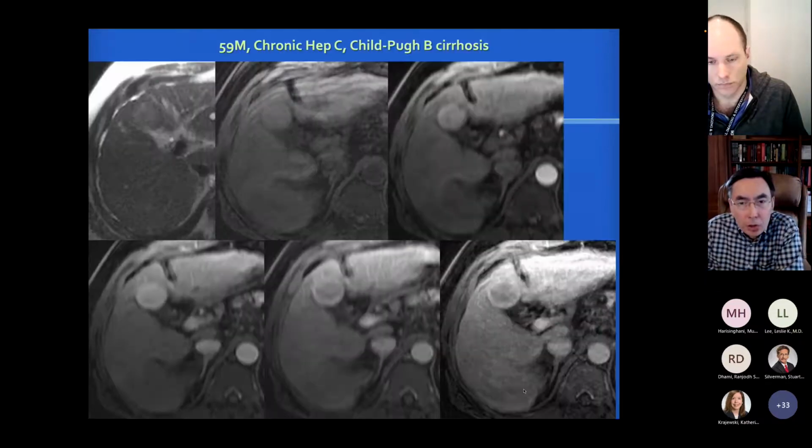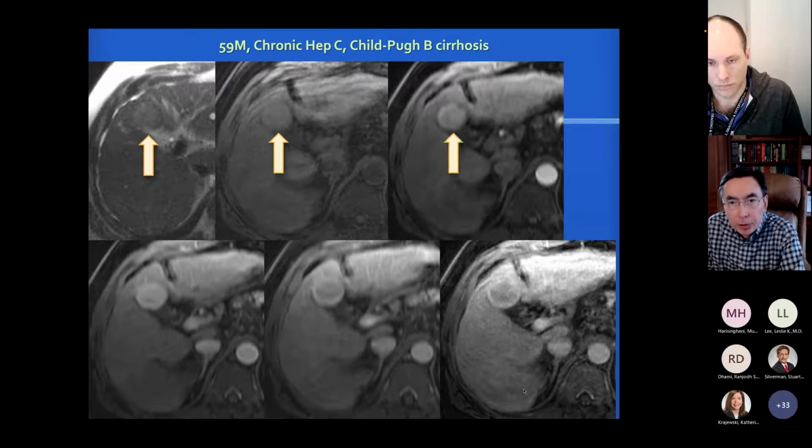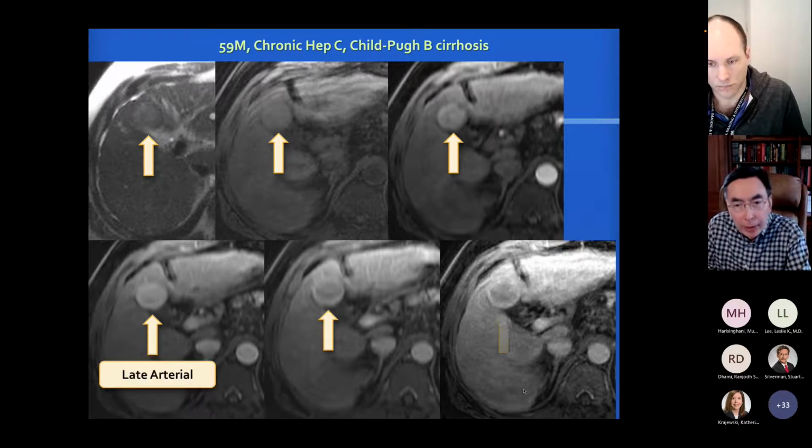So let's just start off with a case. Here we have a 59-year-old man with chronic hepatitis C and cirrhosis. You can see that there's a mildly T2 hyperintense mass in segment 4. It's larger than 2 centimeters, minimally hyperintense on pre-contrast, and then definitely has arterial phase hyperenhancement, meaning that it enhances more than background liver. And it has definite washout. It de-enhances more than background liver with a persistent enhancing capsule.